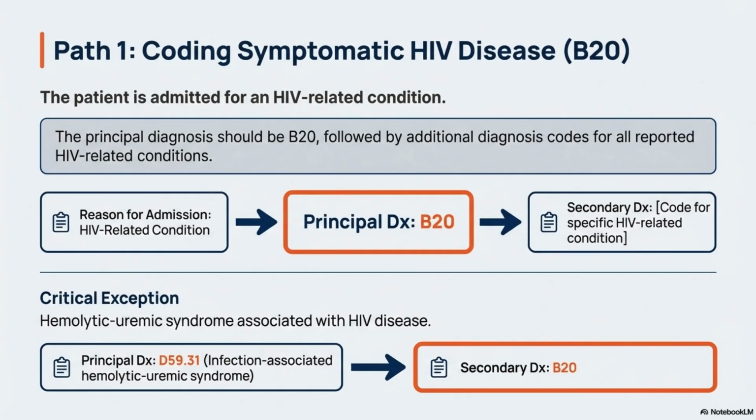When a patient is admitted for an HIV-related condition, B20 becomes the principal diagnosis, followed by codes for the specific HIV-related conditions. There is one important exception: hemolytic uremic syndrome associated with HIV. In that case, D59.31 takes priority, and B20 becomes secondary.